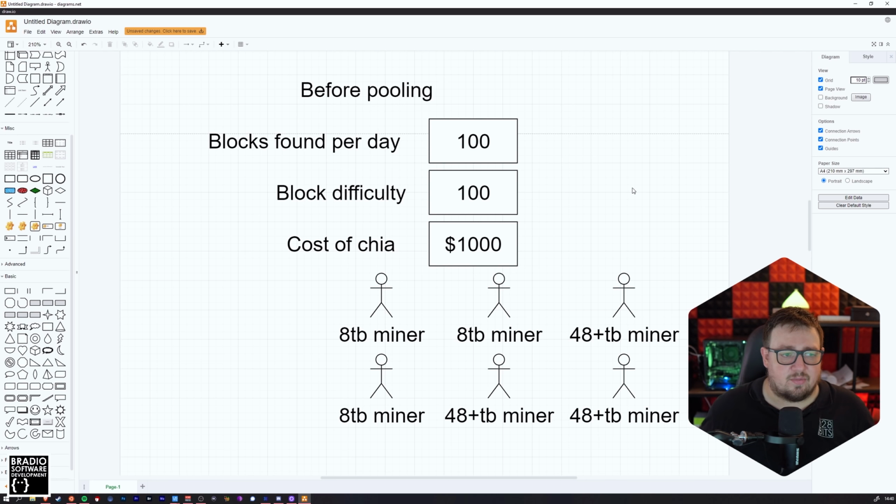So at the minute, the block difficulty is 100 and the cost of Chia is $1,000 a day. And as you can see here, we haven't got any small miners. We've just got medium to large miners. But this is what I think is going to happen once pooling happens.